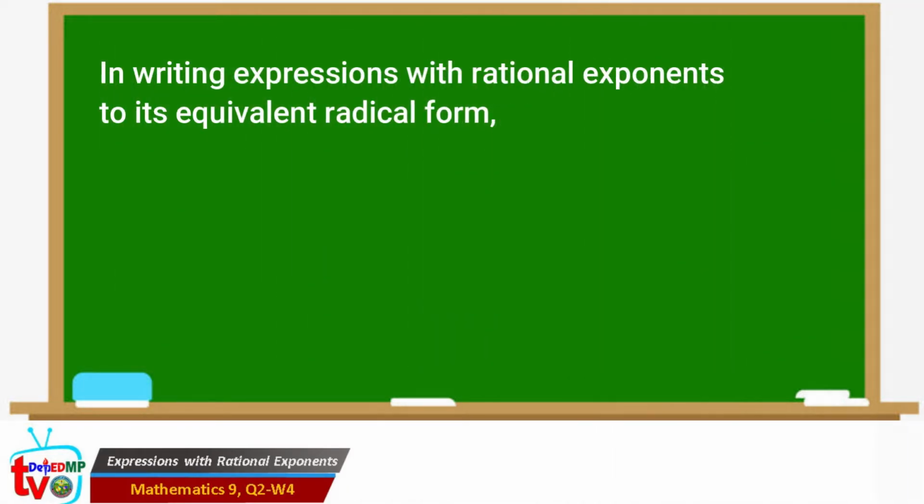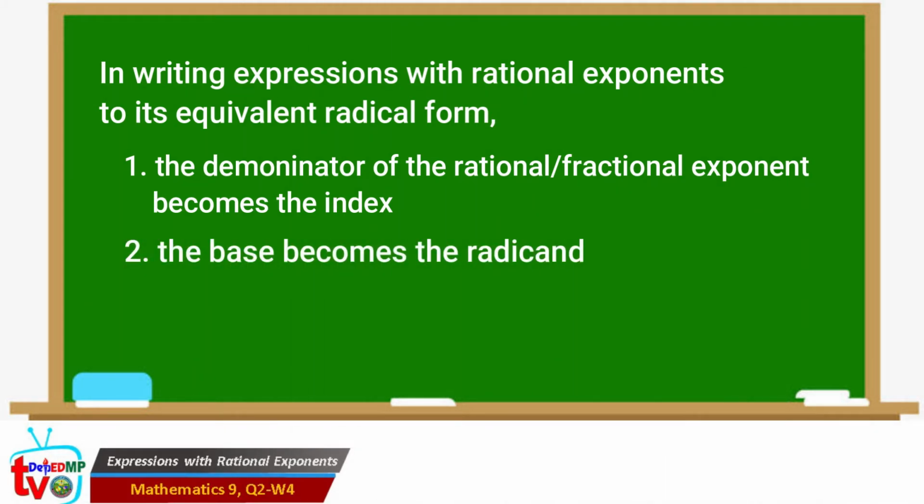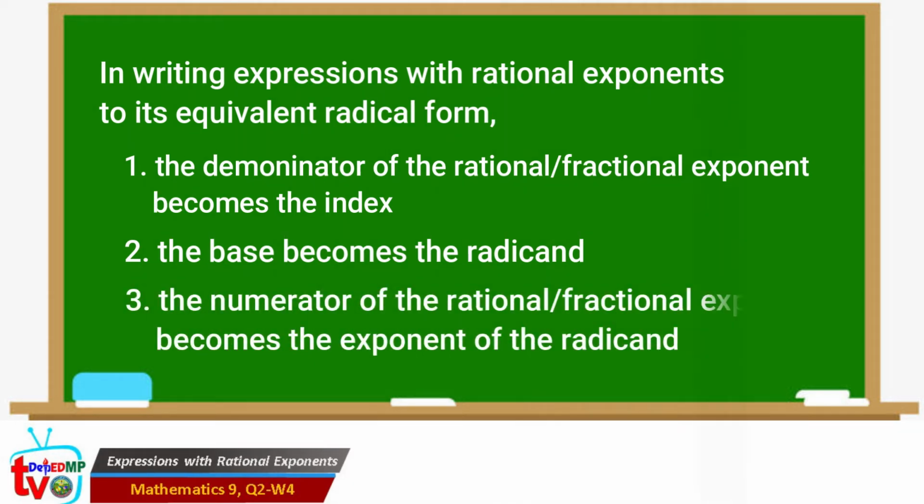In writing expressions with rational exponents to its equivalent radical form, number 1, the denominator of the rational or fractional exponent becomes the index. Number 2, the base becomes the radicand. And number 3, the numerator of the rational or fractional exponent becomes the exponent of the radicand.